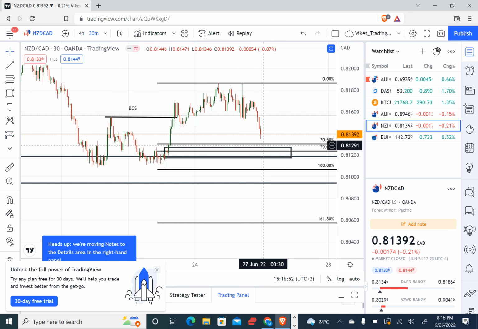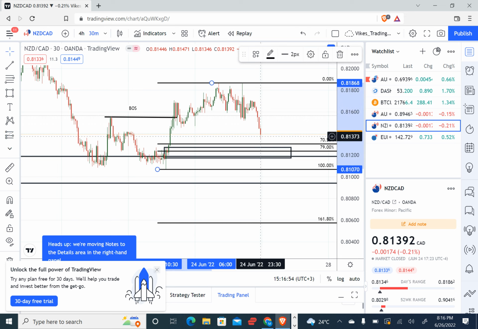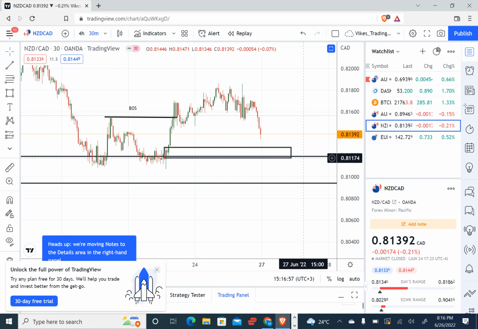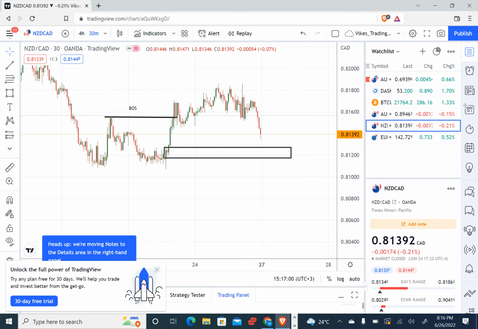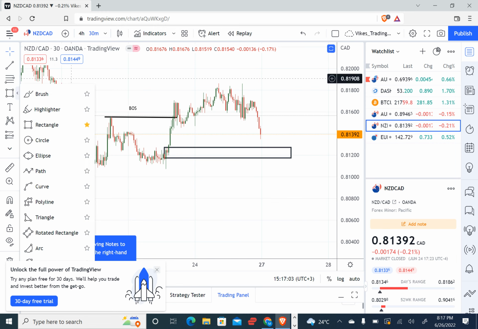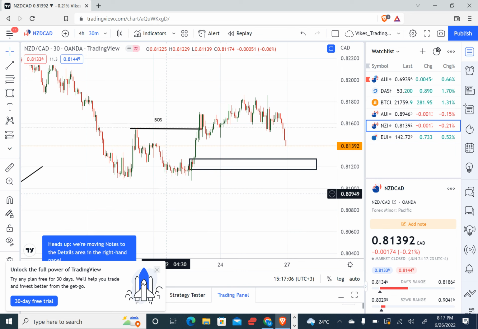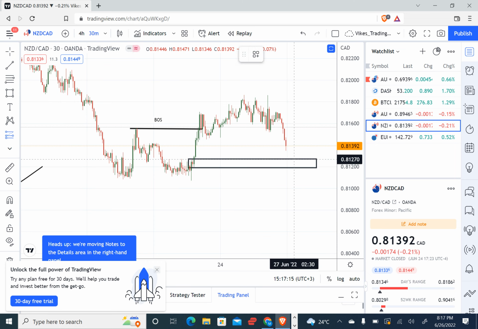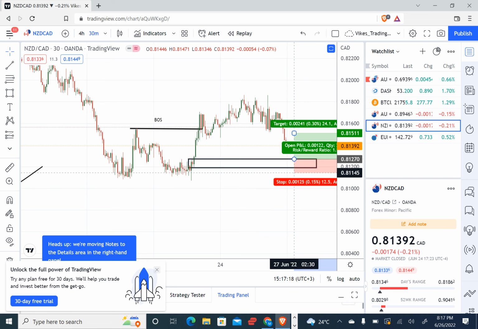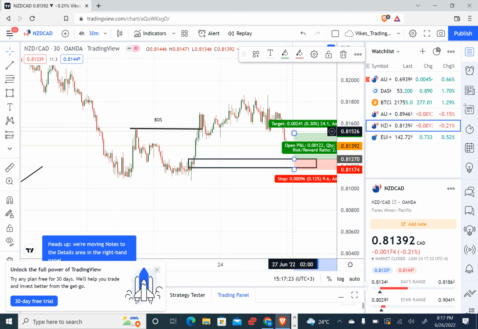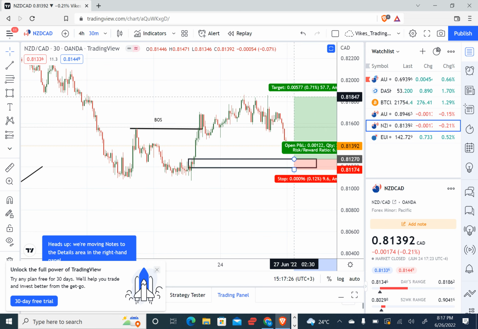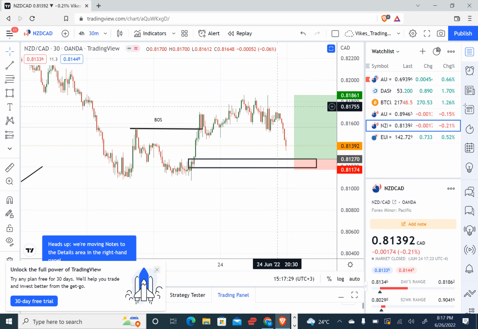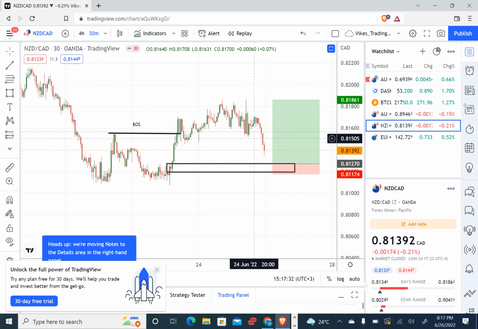Let me first clear the charts. Let me also clear this other older OB. So another area that I'll be looking to scalp into, probably the market open. Here's our OB. So our first target will be a swing high right there, which will give us a risk reward of 1:6, which is a fair trade.